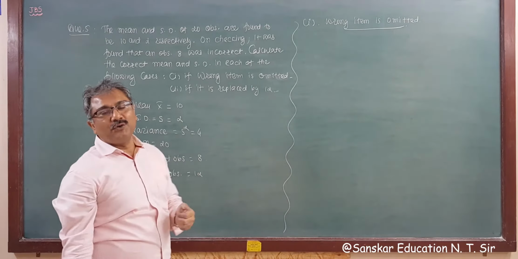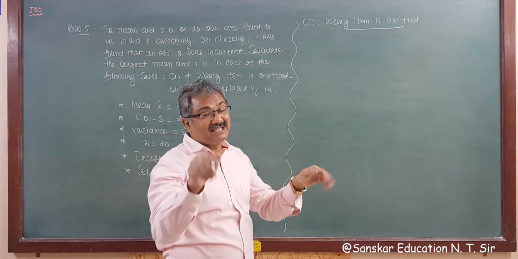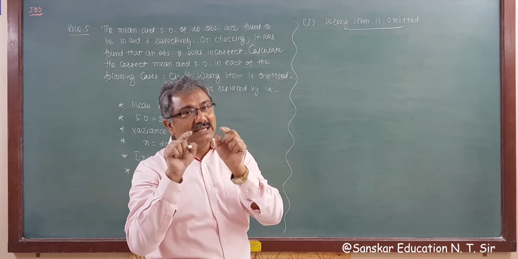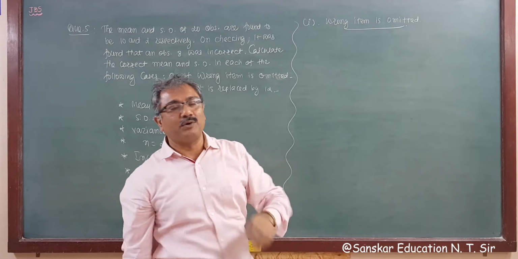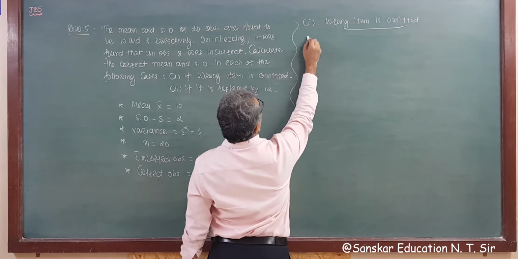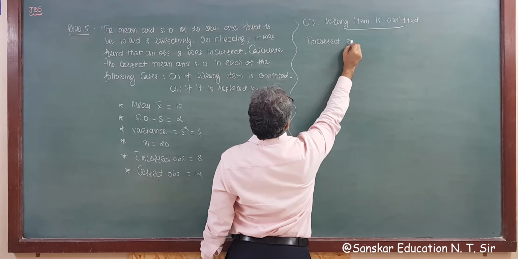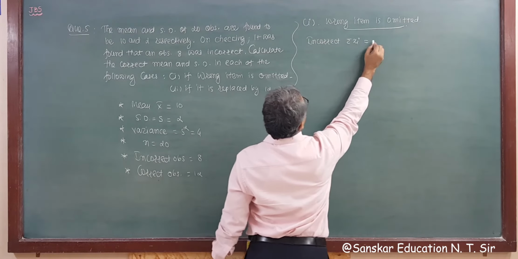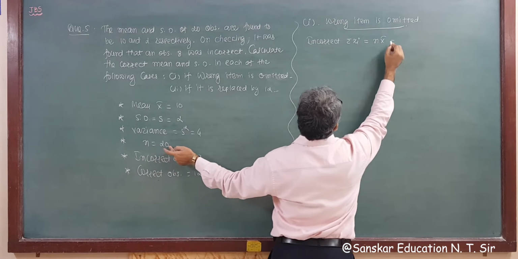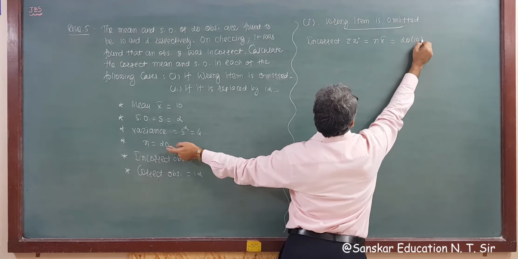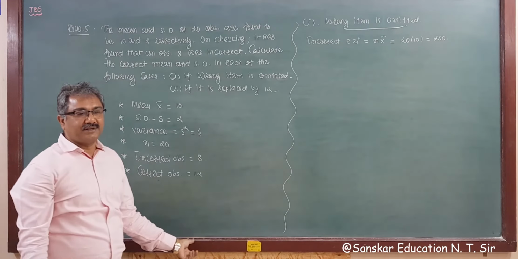First of all, you have an incorrect sigma xi, and you know sigma xi is equal to n into x bar. This formula that was given was very important, right? So incorrect sigma xi is equal to n into x bar. Here n is 20 and x bar is 10, so incorrect sigma xi is 200, right?